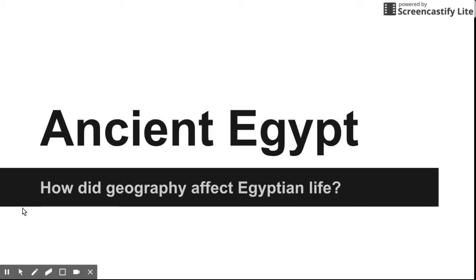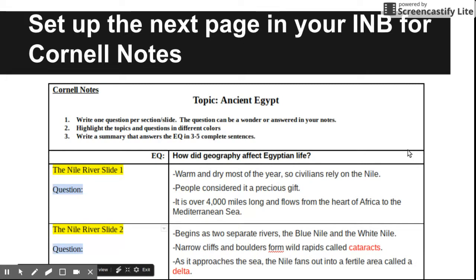Okay, so now we're going to take a look at ancient Egypt. Our essential question is, how did geography affect Egyptian life? So we're going to be looking at the Nile River in ancient Egypt and how that helped support the people. So the first thing you need to do is set up your Cornell notes.